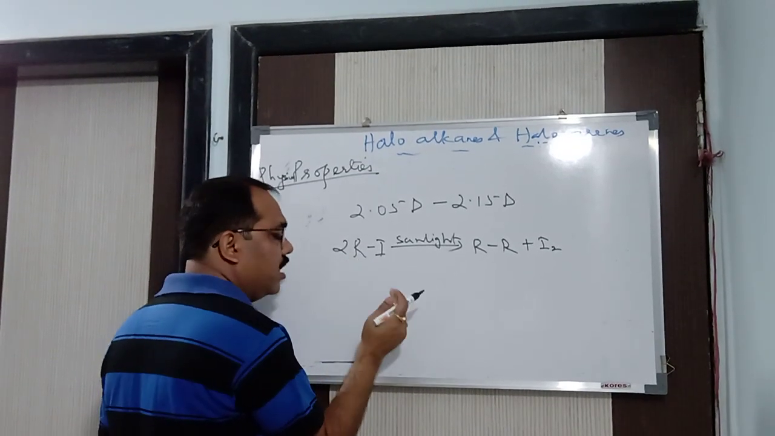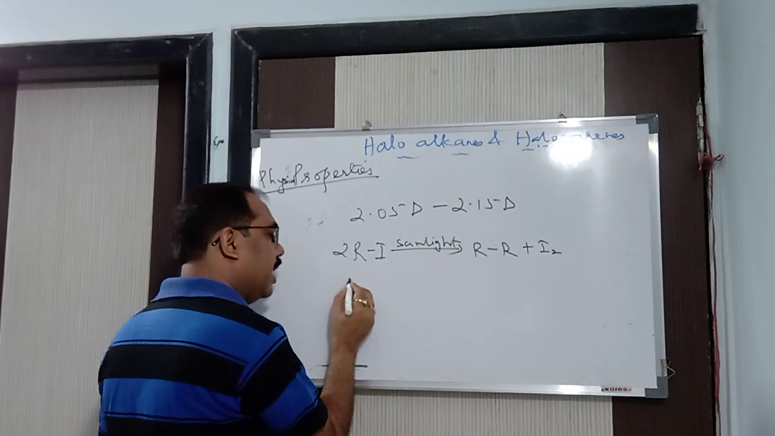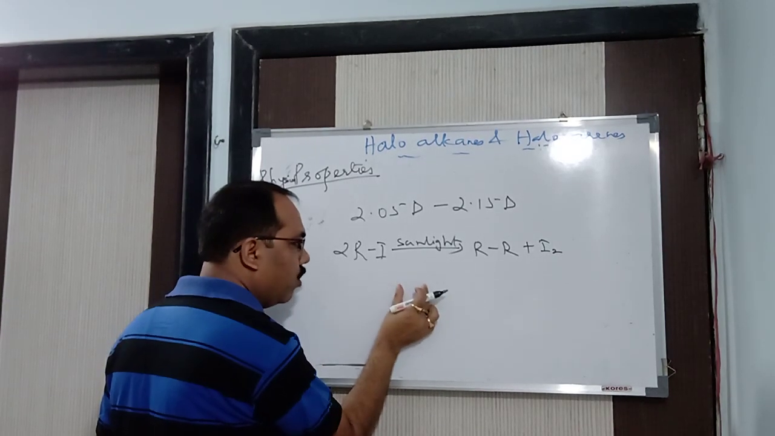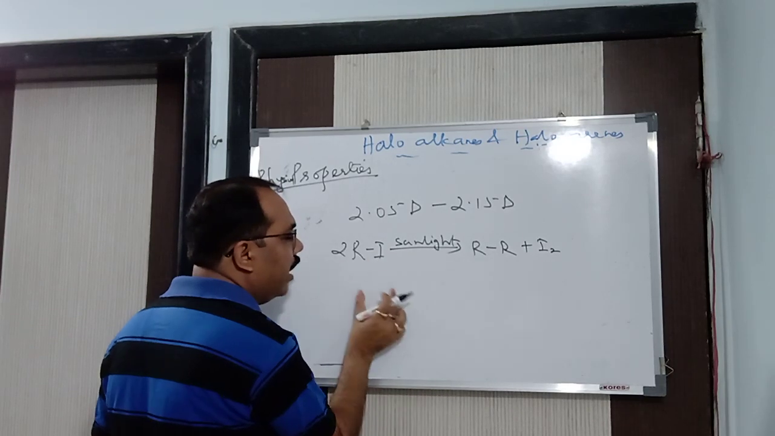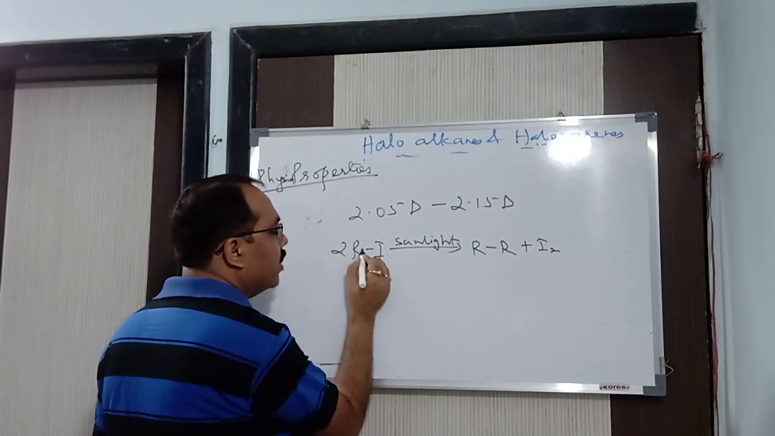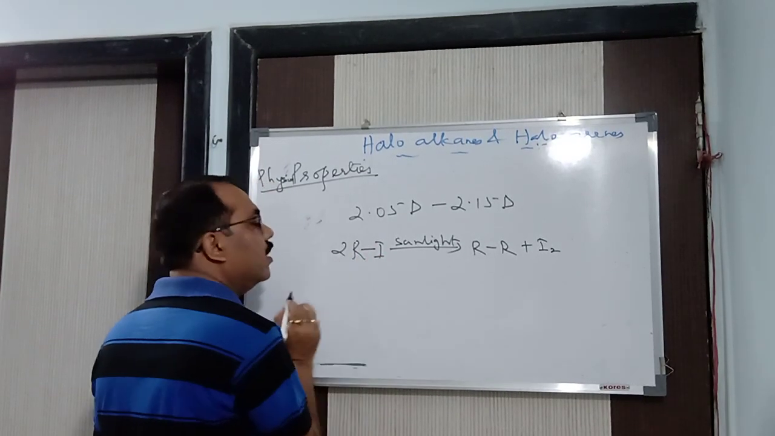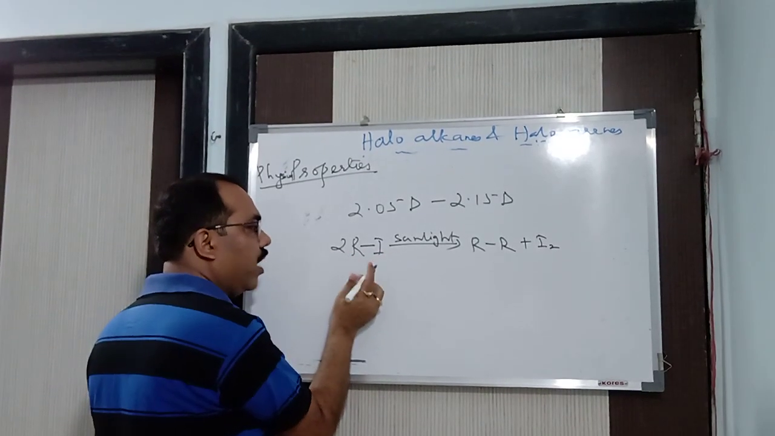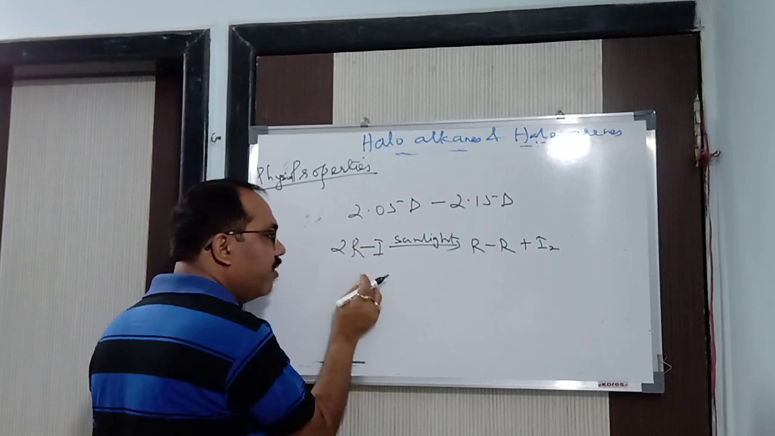So the stability is that alkyl fluoride is more stable in nature than bromide, then chloride, then iodide. Iodide is the least stable in nature. Why is it? Because the bond length is maximum in case of RI. Got it? The bond length is maximum, so it easily breaks, it cleaves easily.